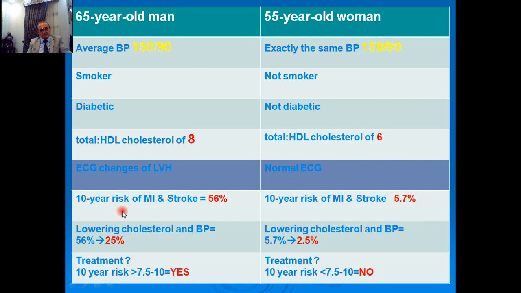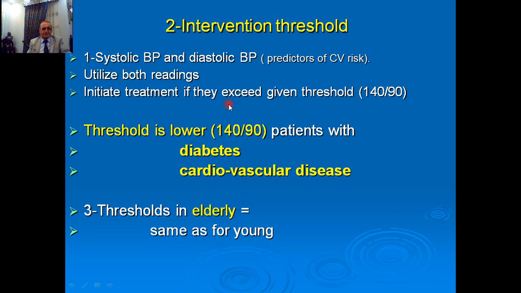The 10-year risk of myocardial infarction and stroke in this patient is 55%, 56%. Here the 10-year risk is 5%. So if you lower blood pressure and cholesterol, you will get a benefit from 56 to 25, while here the benefit is from 5 to 2. This is actually worthwhile. You should give treatment. Here the treatment is questionable. Usually most guidelines do not give treatment for this lady. This is number one.